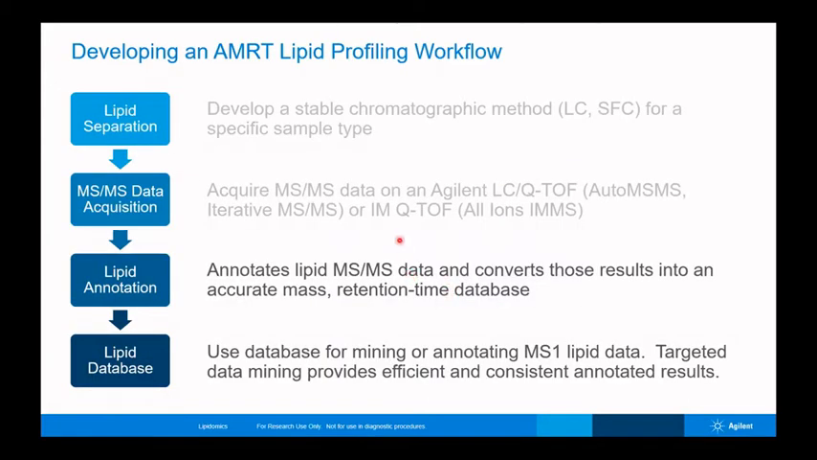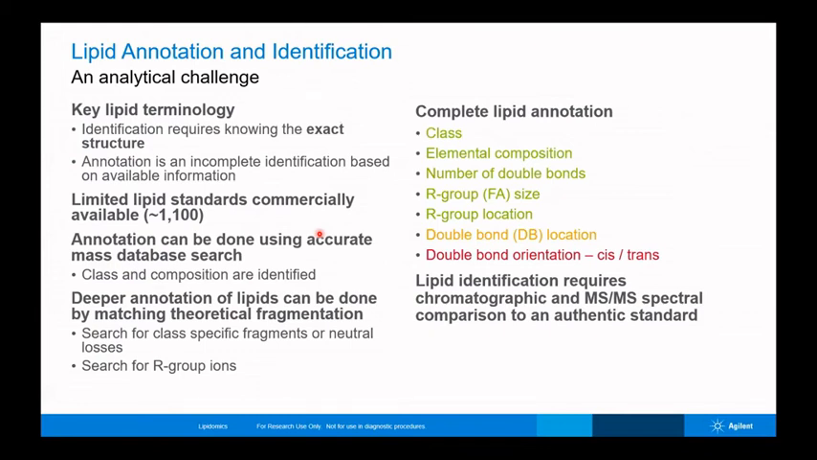So we talked about the separation, but the acquisition is as important. Regarding regular lipid annotation, this is where I would distinguish between identification and annotation. In order to have a complete identification for any compound, you would need its exact structure, and if possible, to compare it with a standard. Annotation is practically an incomplete identification based on the information we have.